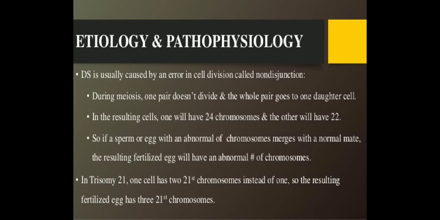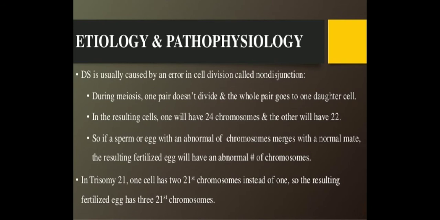Coming to the etiology and pathophysiology, Down syndrome is usually caused by an error in cell division called non-disjunction. So I guess you have already studied meiosis in cell division in our human body. So this results from an error in cell division. During meiosis, one pair does not divide and the whole pair goes to one daughter cell. So in the resulting cells, one will have 24 chromosomes and the other will have 22.